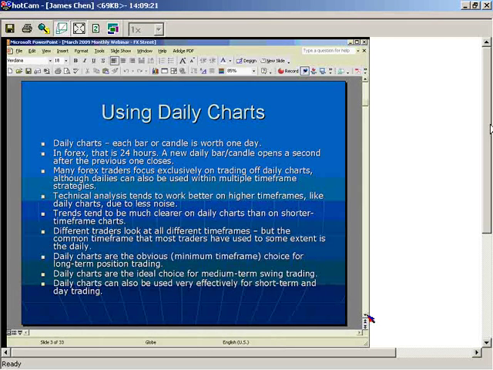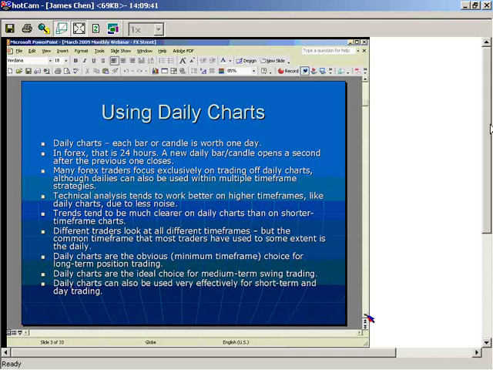Now, the shorter time frame charts are going to have a lot of noise, as you're probably well aware, especially when you get into the minute charts, etc. So again, I like to look at the daily charts because trends tend to be much clearer on daily charts than on shorter time frame charts. And you've probably seen that already.